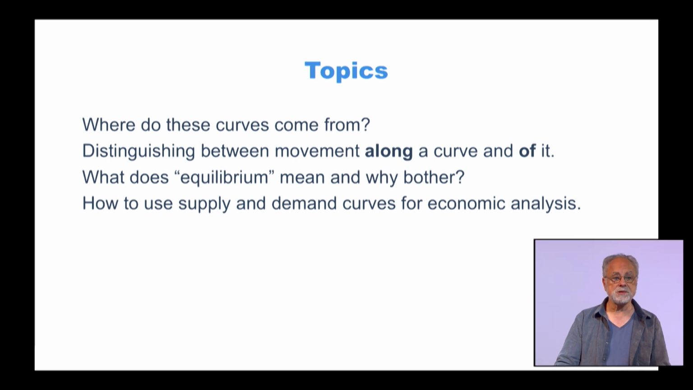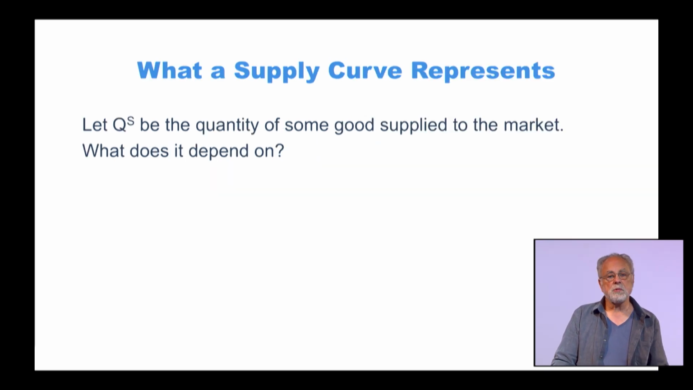So let's start with the supply curve. We have some kind of good, and it could be anything that might be supplied in a market, and we're interested in the representation of how that supply might respond to the price of the good being sold. That would be the supply curve. The supply curve is that relationship.